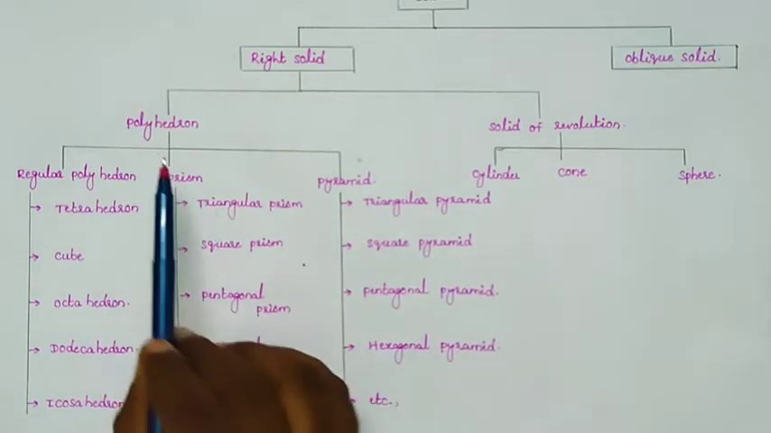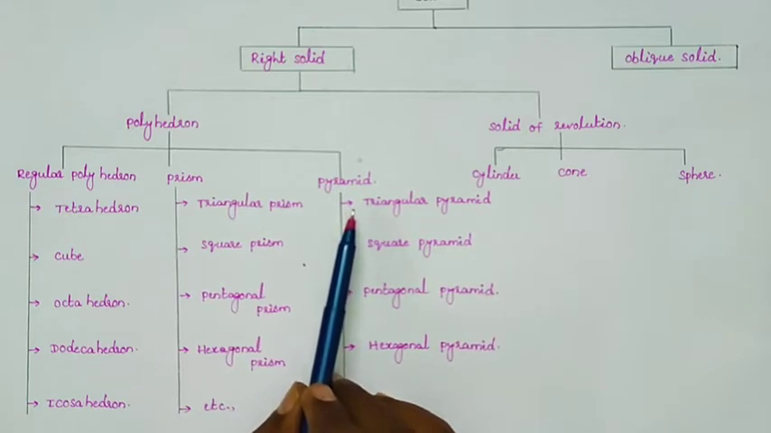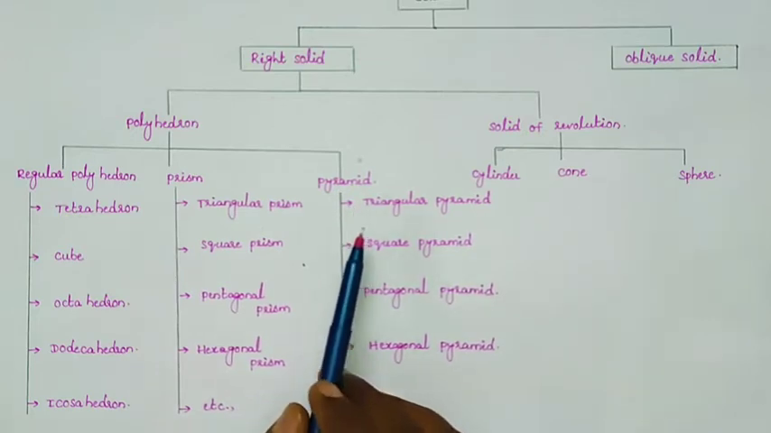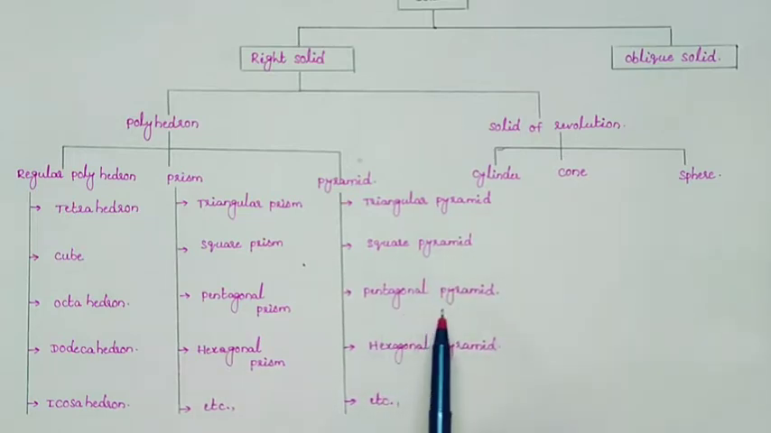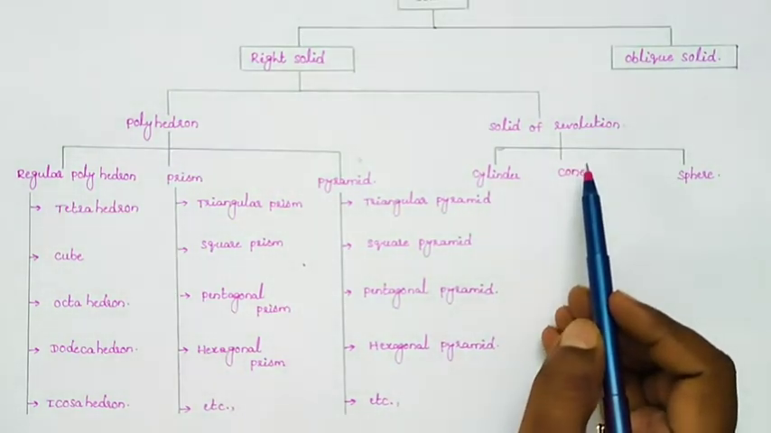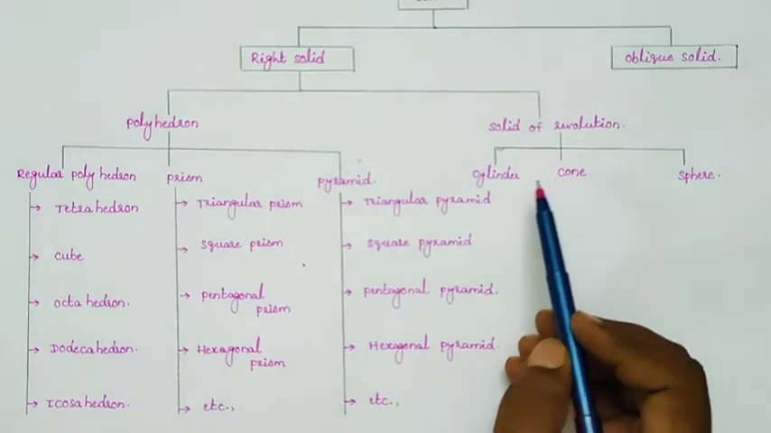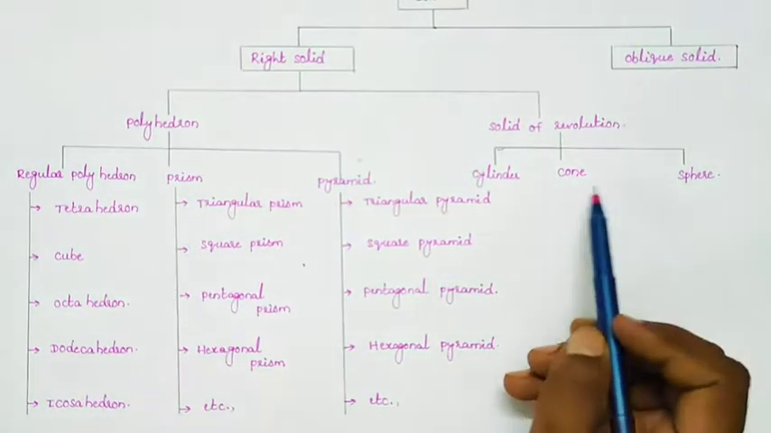Another type of polyhedron is the pyramid. The pyramid is one type of polyhedron. So we have the triangular pyramid, square pyramid, pentagonal pyramid, hexagonal pyramid and so on. And coming to the solids of revolution, there are three solids of revolution: the cylinder, cone and sphere.